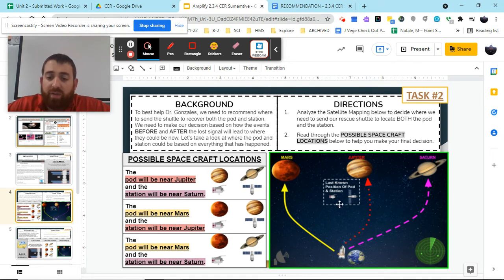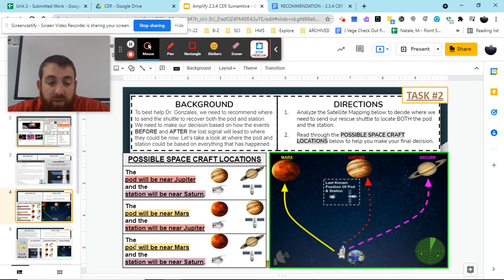So thinking about what has happened to the space pod and station, the ground team has a few ideas as to where they could be. The first idea is that the pod could be near Jupiter and the station would be near Saturn. So if the pod is somewhere outside of Jupiter, they're thinking it could still be near Jupiter, and the station would be near Saturn. So they would be sending the shuttle to Jupiter and Saturn, and obviously not Mars, to not waste time and resources. The second choice, the pod would be near Mars, and the station would be near Jupiter. So the pod would be here, the station would be here. So they would be sending the shuttle to those two planets to find them, and not near Saturn.